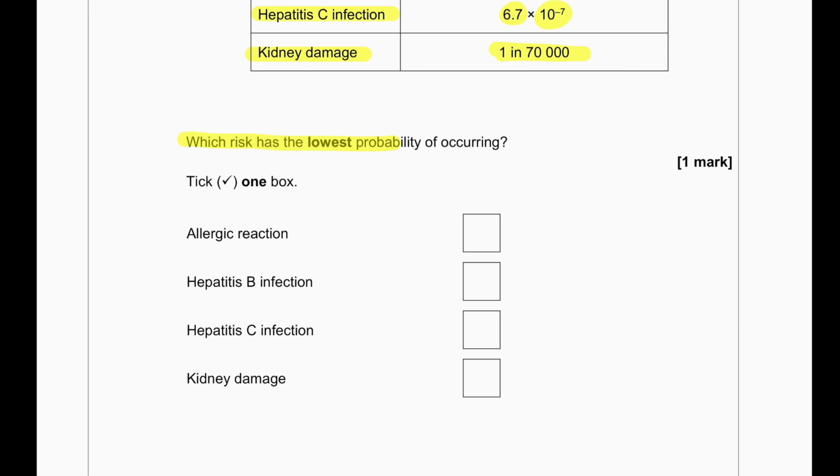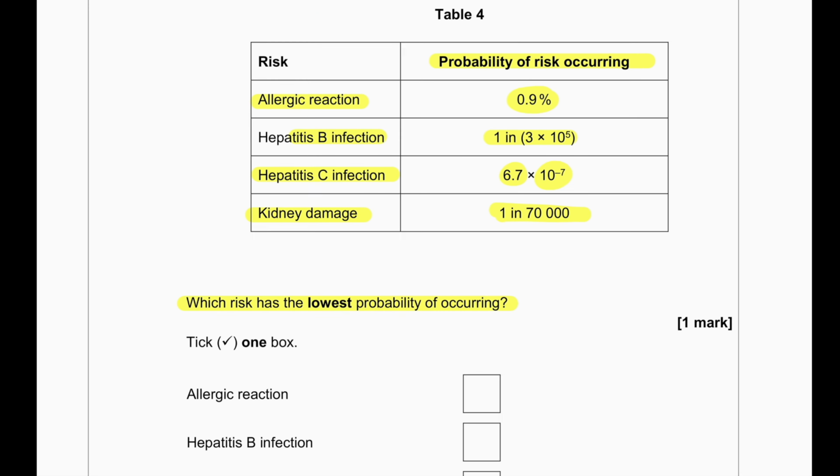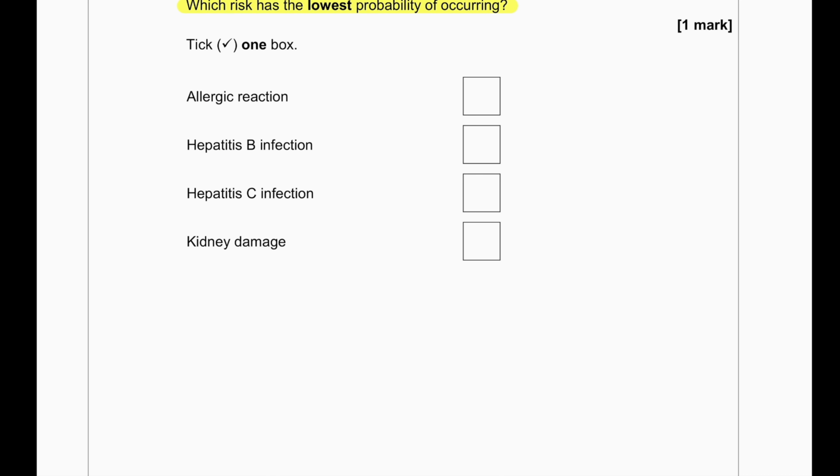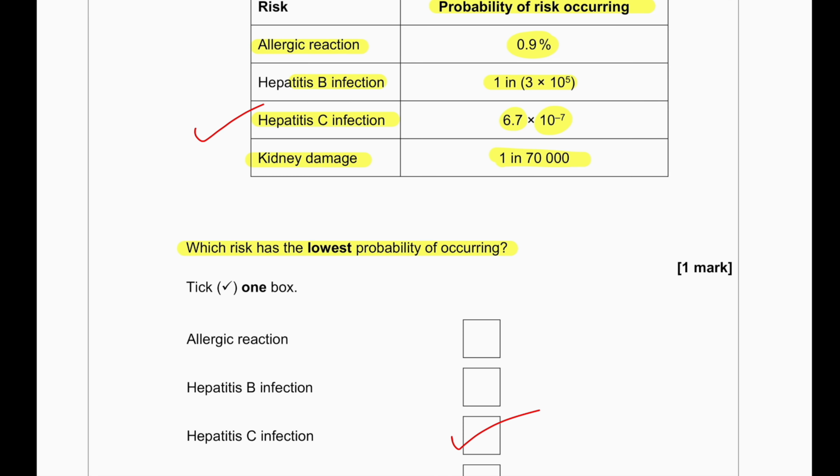Which risk has the lowest probability of occurring? So we can see hepatitis C infection is the lowest, so we can give that answer. How did we come to that conclusion? We came to that conclusion with the number. 6.7 times 10 to the power of minus 7 literally means 0 point, with 6 zeros before the 6 7. So you can see that it's a very, very low number.